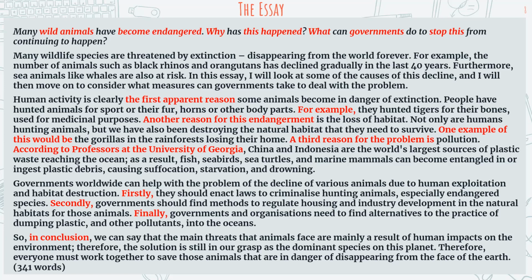Finally, governments and organizations need to find alternatives to the practice of dumping plastic and other pollutants into the oceans, because it's becoming a practice, right? A habit. So governments and organizations need to find, or should find, or must find, actually, it's even better to use the modal verb must, alternatives. They need to find alternatives. Okay, and you can actually write a sentence and suggest an alternative. How? Okay, it's even better.